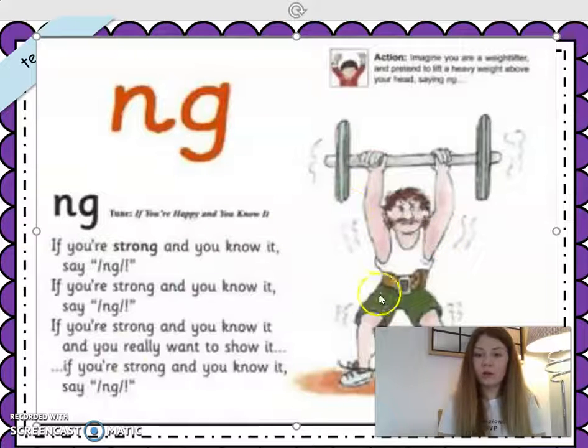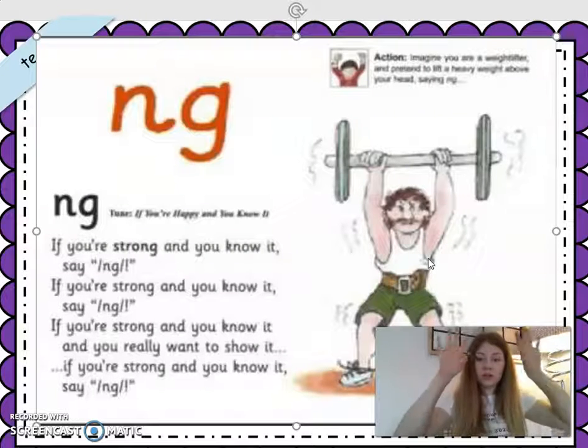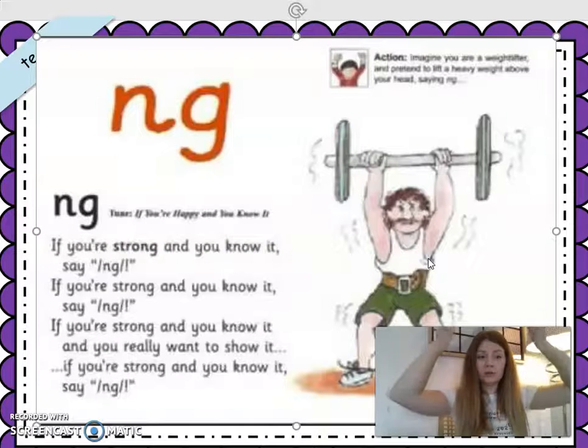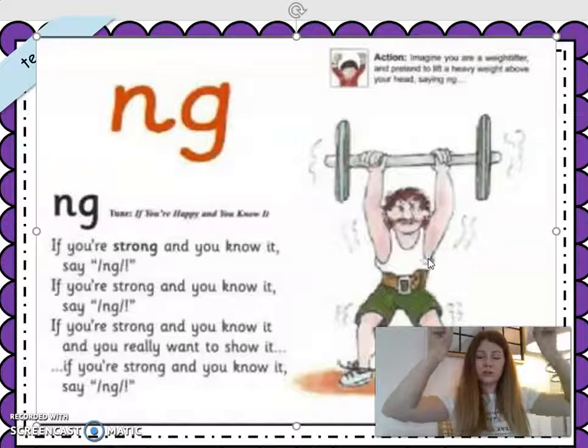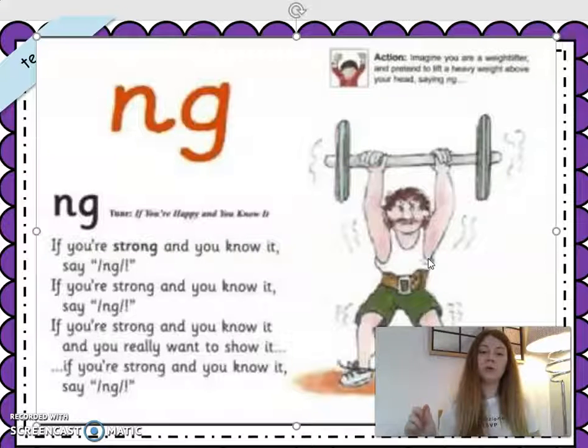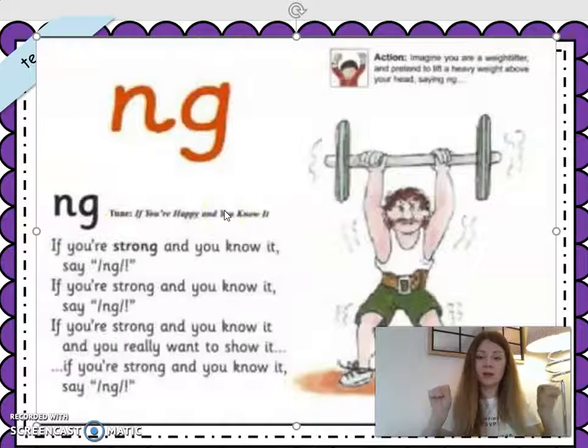Now let's have a look at the story. This here is a very strong person and they're lifting up a weight, okay? So that's something that's very, very heavy. And they're holding onto the handlebars and he's pushing it up and saying, ng. Can you say that? Ng. And you can just say the sound g softly at the end, okay? Because remember, this is one sound that we have to keep together. Let's do it again. Ng.